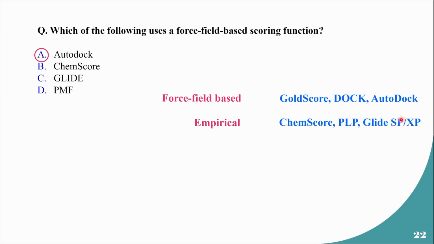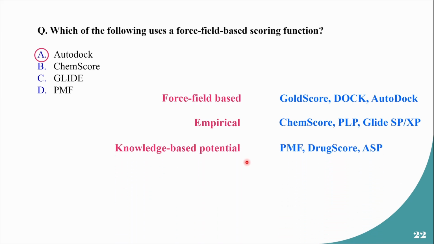And then after that, you can take the hits from the HTVS through SP. This SP is a standard protocol docking, so it balances time and accuracy. And then after that, when you have reduced the number of hit molecules by a lot, you can proceed to XP docking. XP is the most extensive docking protocol that they have. So these are examples of the empirical scoring functions that they use.